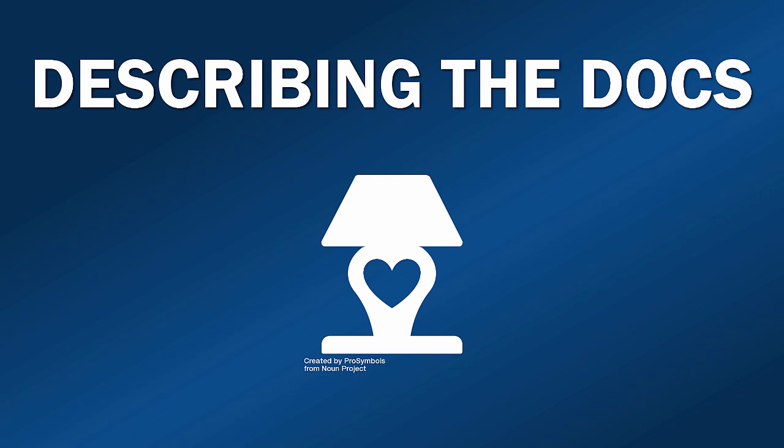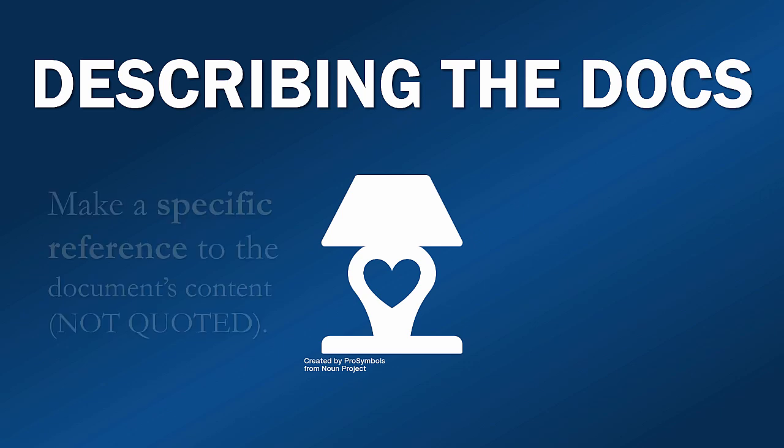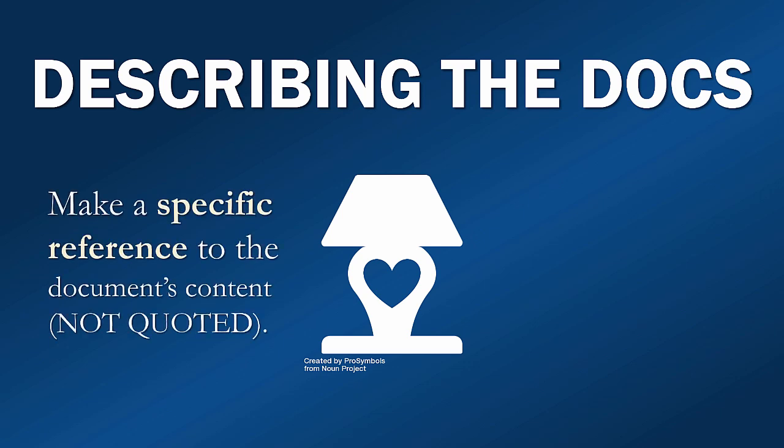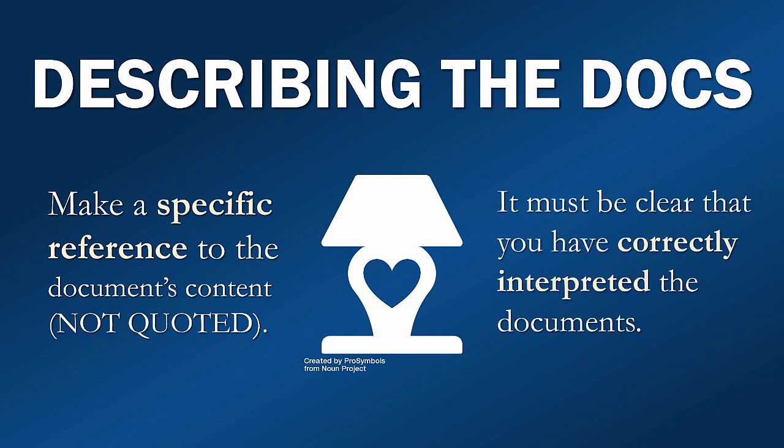You are showing that you actually know what the document says. You make a specific reference to the document's content. Again, not quoted. And it must be clear that you have correctly interpreted the documents that you are describing. So if you misinterpreted the document, you have no idea what's going on, you're not going to get the credit. You must demonstrate that you understand what the document is saying. So basically, 1 out of 7 points is reading comprehension and demonstrating that you understand what you've read.